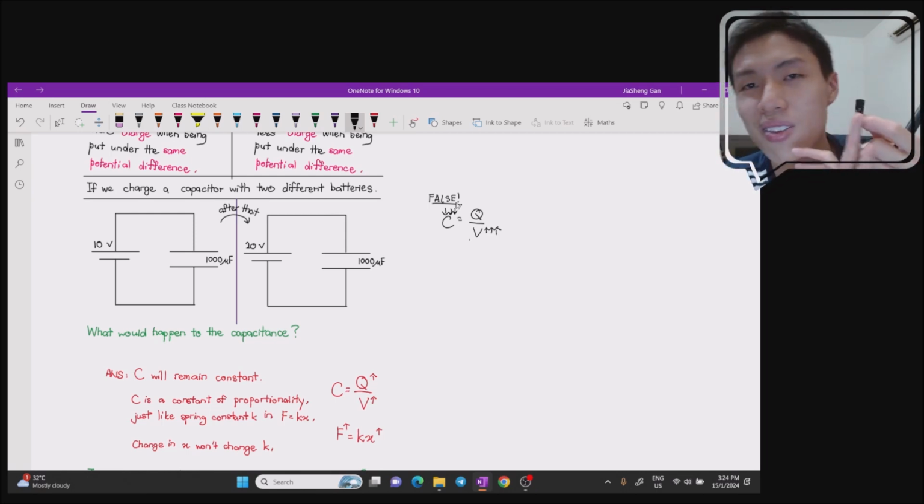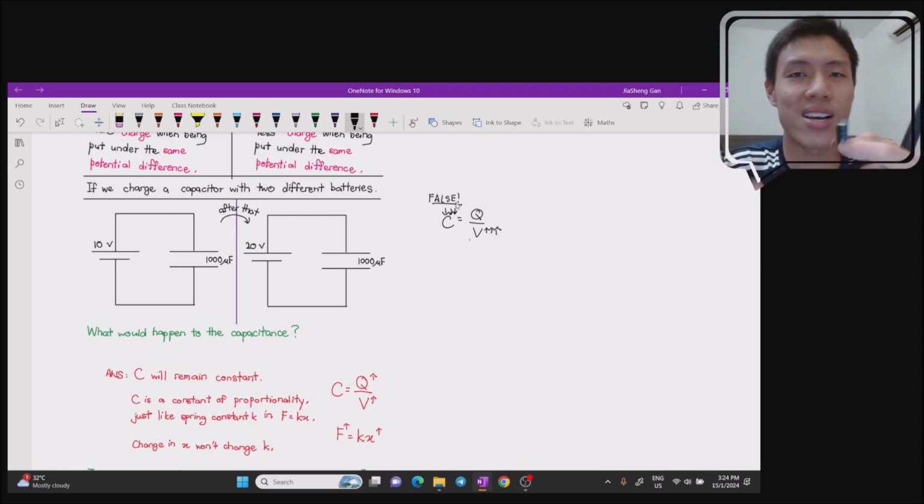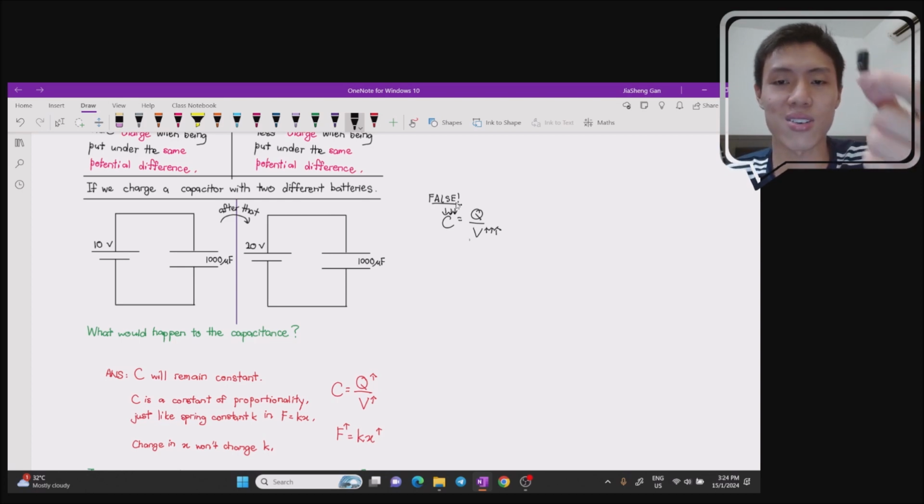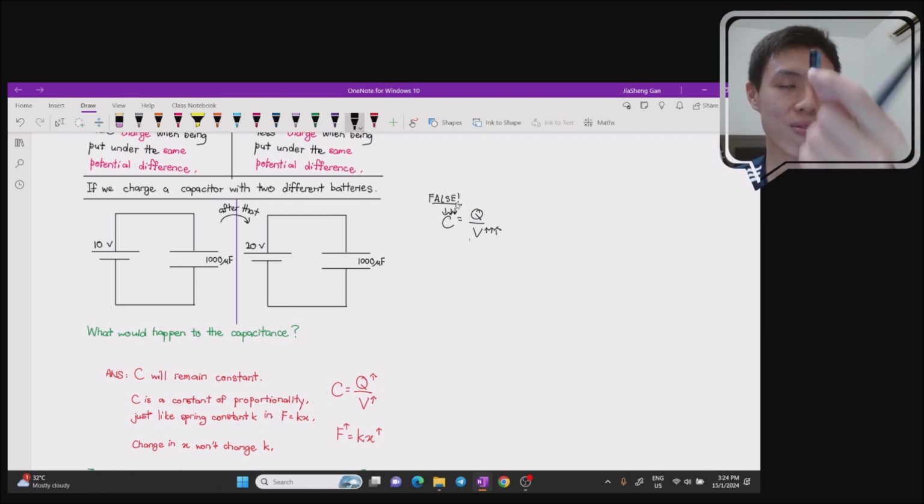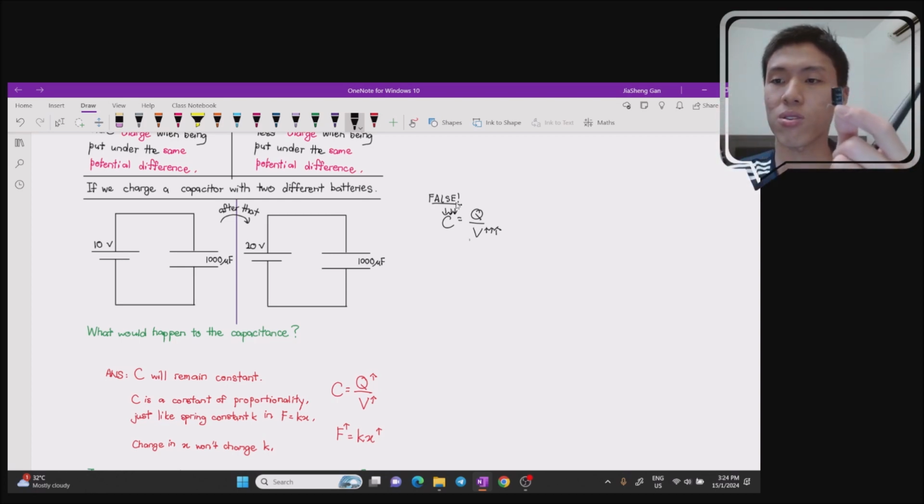It's already printed on the capacitor. How do you change the value? 1000 microfarad is 1000 microfarad. That is fixed. Okay, so the C is fixed. What changes is only if you connect it to a larger voltage, a larger battery, there's more charge stored inside it. That's what changed.